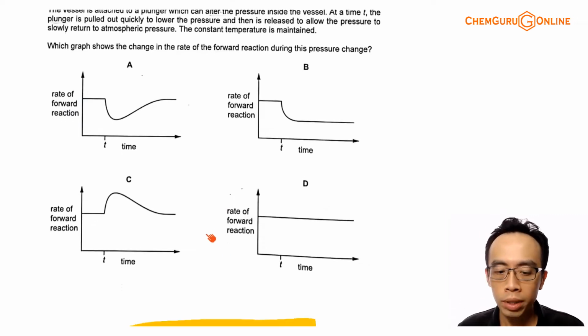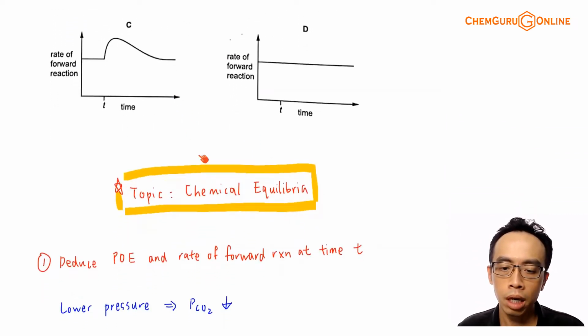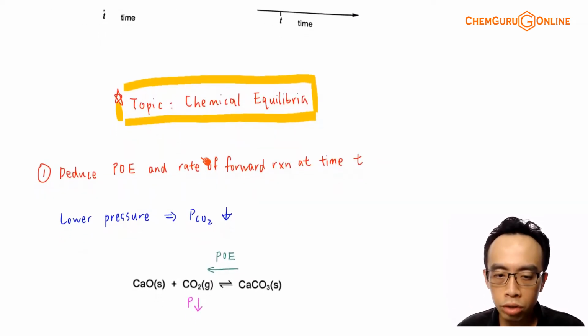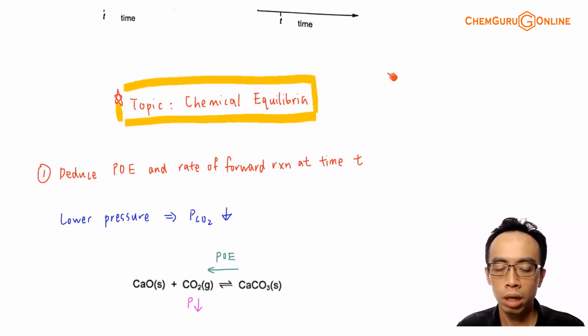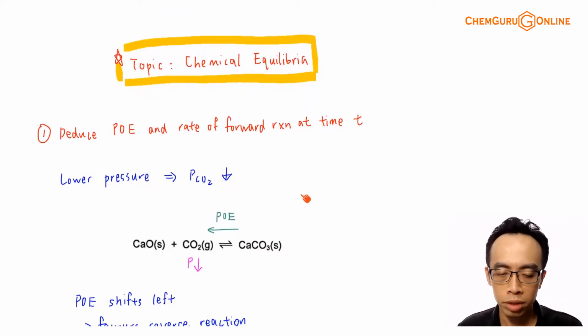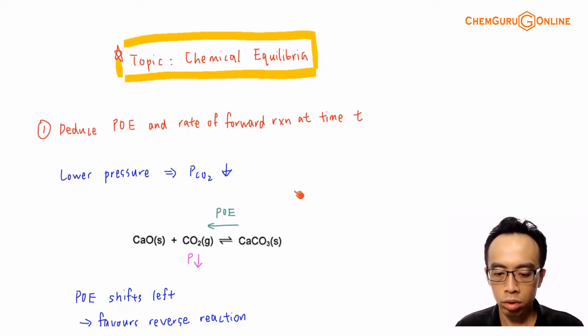Now, the topic tested in this exercise is chemical equilibria. So what we have to understand first is: is there any change in the position of the equilibrium when you're imposing this change, when you're lowering the pressure? How is the position of equilibrium affected? And how does it affect the rate of the forward reaction at time t? So let's consider the change imposed. I'm lowering the pressure sharply at time t, which means that the total pressure of the system decreases and the partial pressure for carbon dioxide will also decrease.